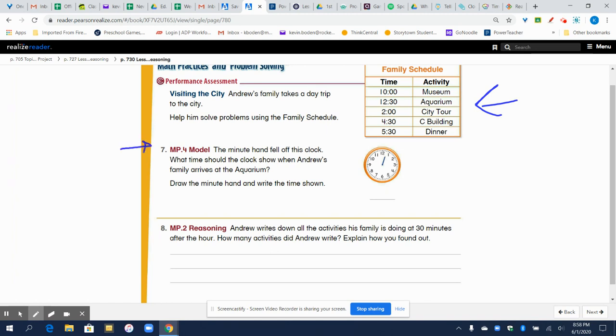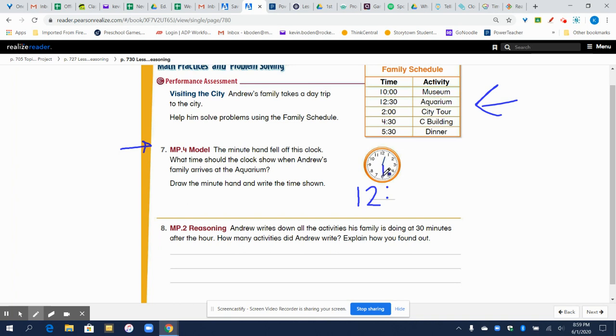The minute hand fell off this clock. Little cheap clock. All right. What time should the clock show when Andrew's family arrives at the aquarium? Draw the minute hand and write the time shown. So it looks like it's 12:30. So it's going to be 12 something. But where should our minute hand point if it says 12:30? Yeah, nice. It has to show half the clock or point down to the 6.